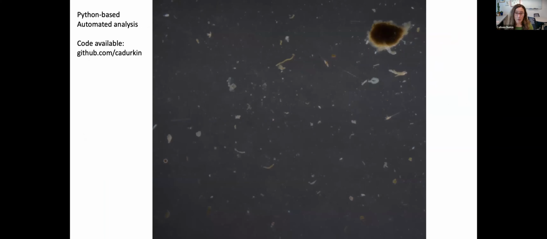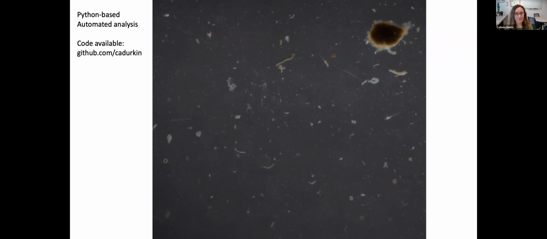And then I put those images through an automated image analysis process, which I wrote using tools in Python. And if you're interested, all that code is available on GitHub. And if you want to use it or improve upon it and you have some questions, please email me. I'd be pretty happy to talk to you about that.